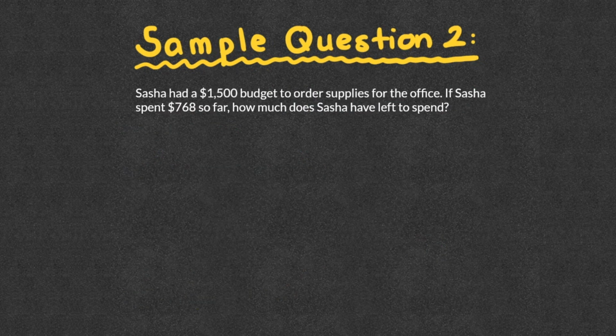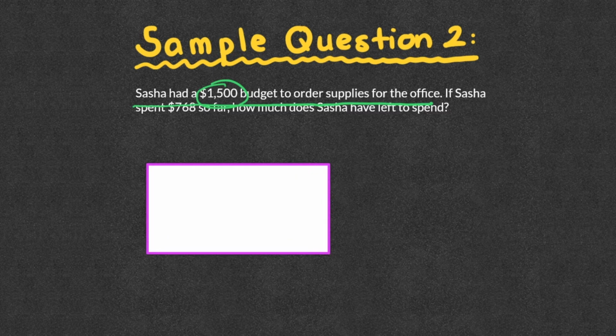Sample question number 2. Sasha had a $1,500 budget to order supplies for the office. If Sasha spent $768 so far, how much does Sasha have left to spend? So let's again go through the first sentence. Sasha had $1,500 to order supplies for the office. Now, I know when you're ordering supplies and you have a budget, that is the largest amount. You're not going to use an amount any larger than 1,500. So I'm going to call that my total, 1,500, and I'm just going to write it in green so you see where we got it from that first sentence.